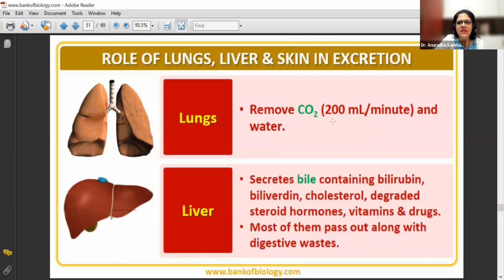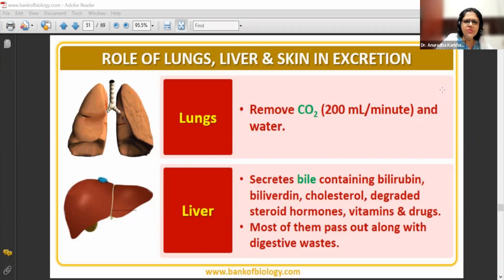Role of lungs, liver, and skin in excretion. Removal of carbon dioxide, which we already know, and water is also going to be a part of excretion. Liver secretes bile containing bilirubin, biliverdin, cholesterol, degraded steroid hormones, vitamins, and drugs. Most of them pass out with the digestive wastes. So majority of them are going to be thrown out via egestion, that is large intestine, rectum, and ultimately through the anus, as digestive wastes.